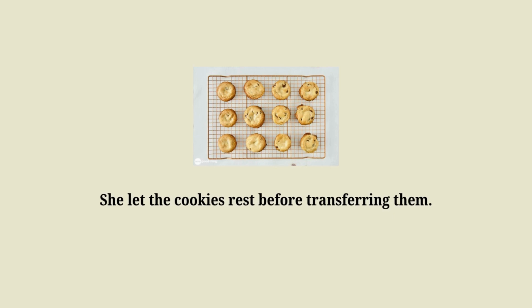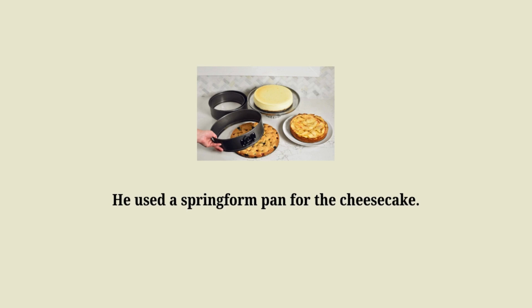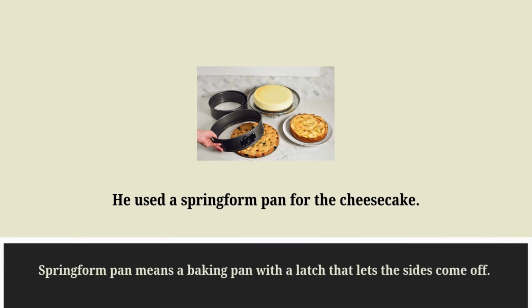She let the cookies rest before transferring them. He used a springform pan for the cheesecake. Springform pan means a baking pan with a latch that lets the sides come off.